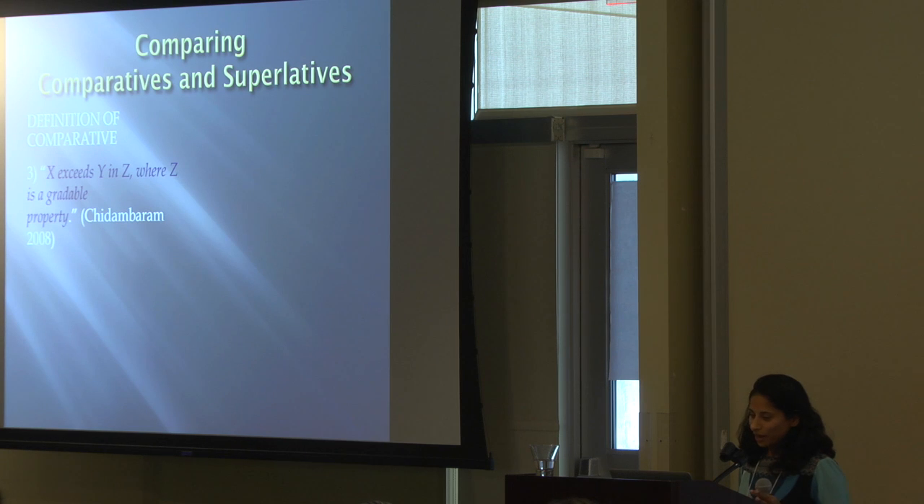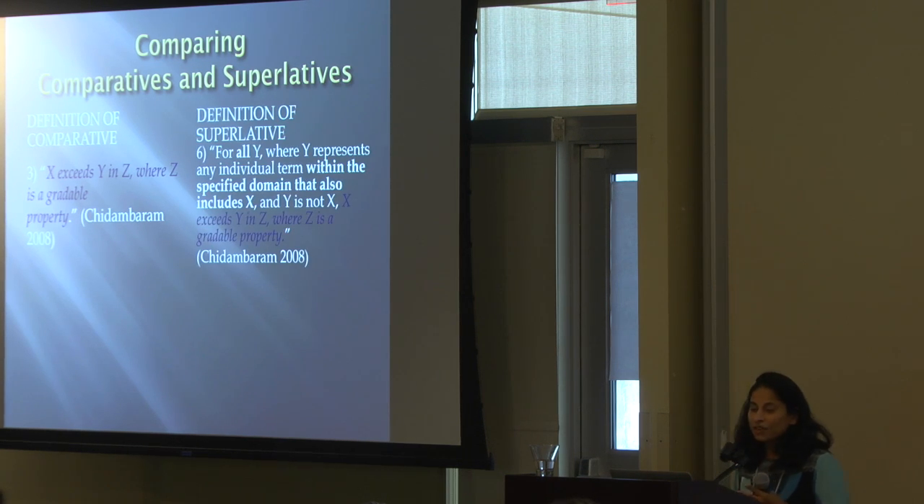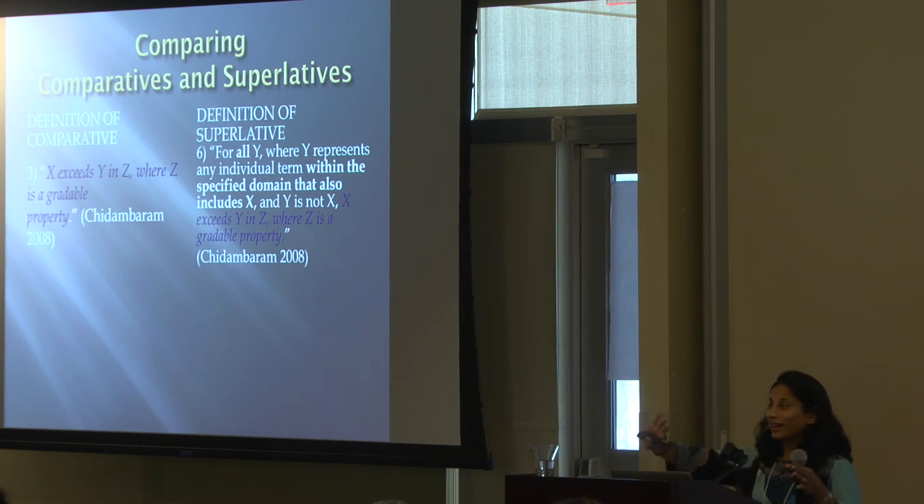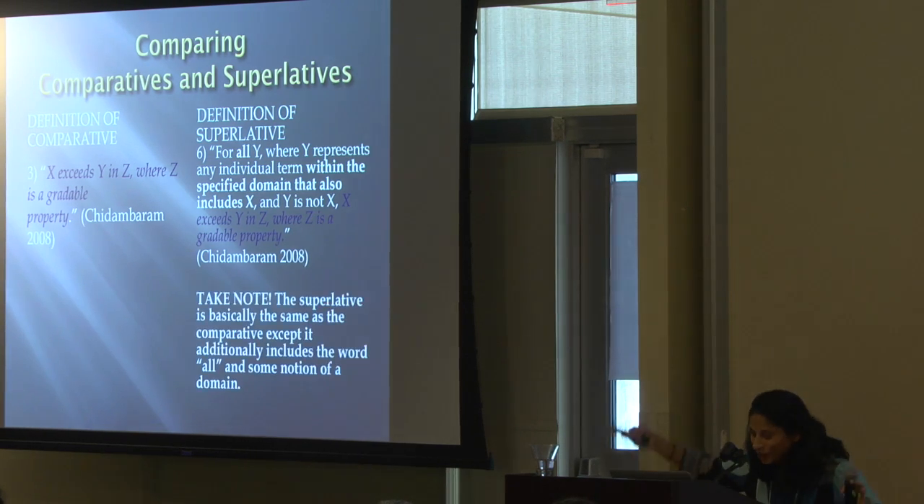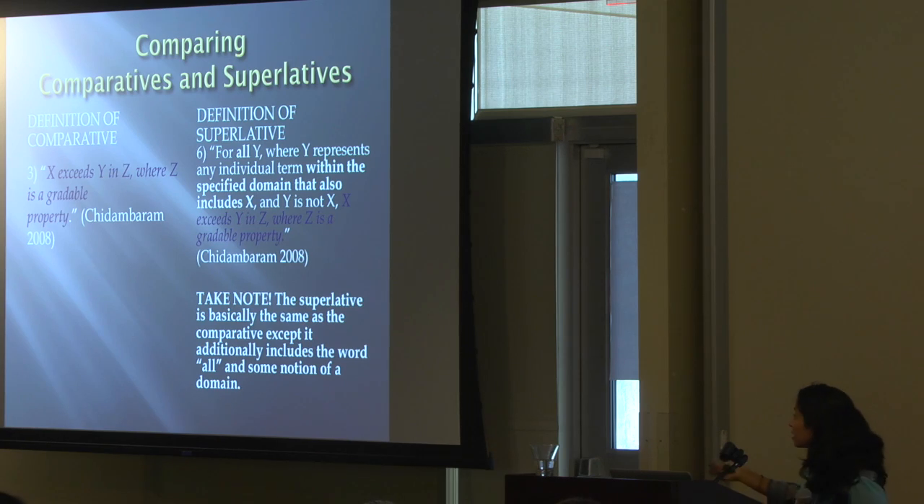That's not the real takeaway, but okay. Definition of a comparative: X exceeds Y in Z, where Z is a gradable property. Definition of a superlative: for all Y, where Y represents any individual within a specified domain that also includes X and Y is not X, X exceeds Y in Z, where Z is a gradable property. Essentially, blah, blah, blah, okay? That's fine. The takeaway here is that the superlative is basically the same as the comparative.